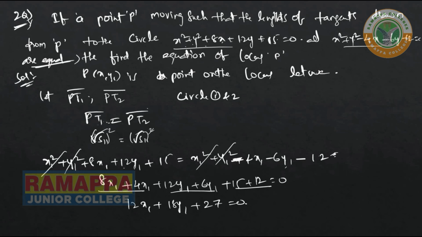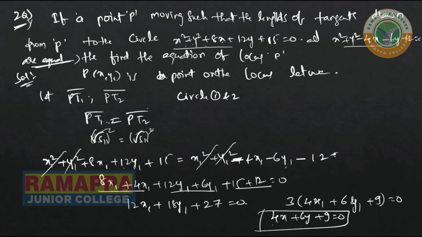Now dividing by 3, it will become 4x1 plus 6y1 plus 9 is equal to 0. So 4x plus 6y plus 9 is equal to 0 is where the locus of point P is located. This is the answer here.